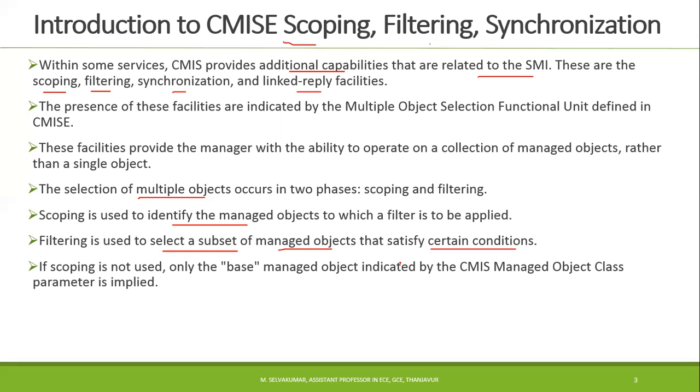Here, a particular object instance and its values are identified, and that information is fetched to the manager system from the remote operations. If scoping is not used, only the base managed object, indicated by the CMIS managed object class parameter, is implied.